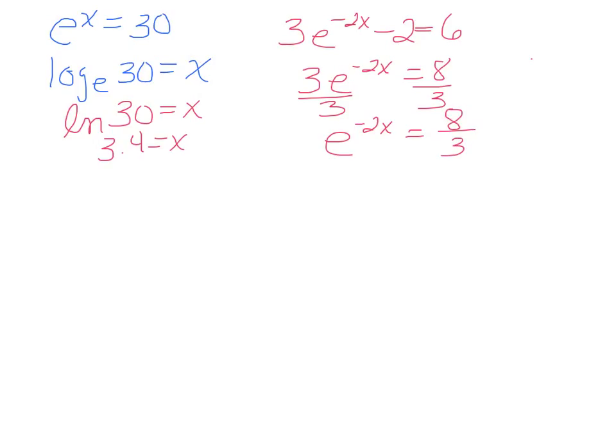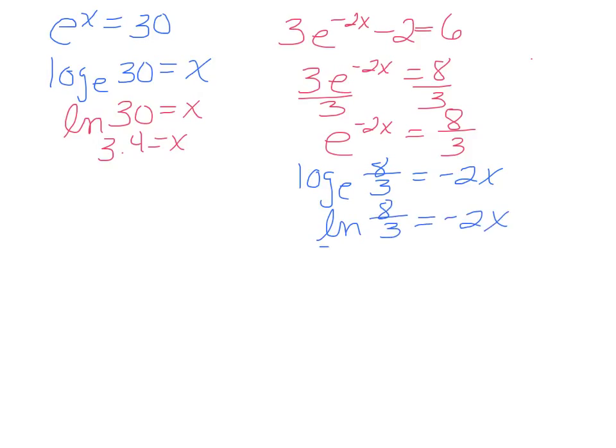All right, what can I do here? Well, I can't raise each side to the reciprocal power because of the x. I can change it to a log. So if I do log, it's going to be log base e of 8/3 equals a negative 2x. Log base e stands for ln of 8/3 equals a negative 2x. I can divide each side by a negative 2 because I can put in ln of 8/3 into the calculator.